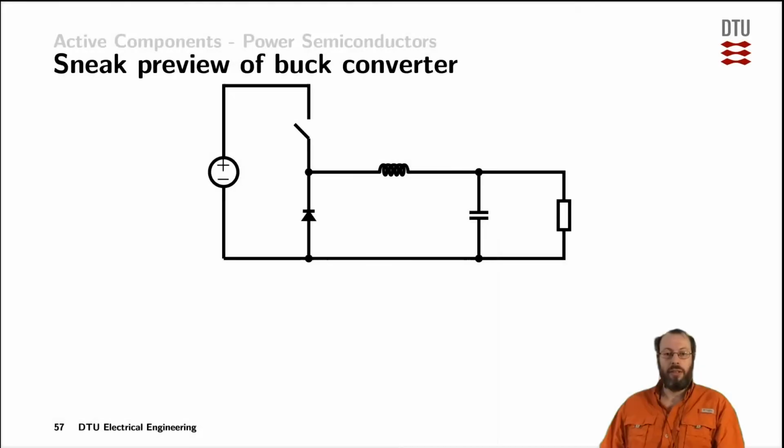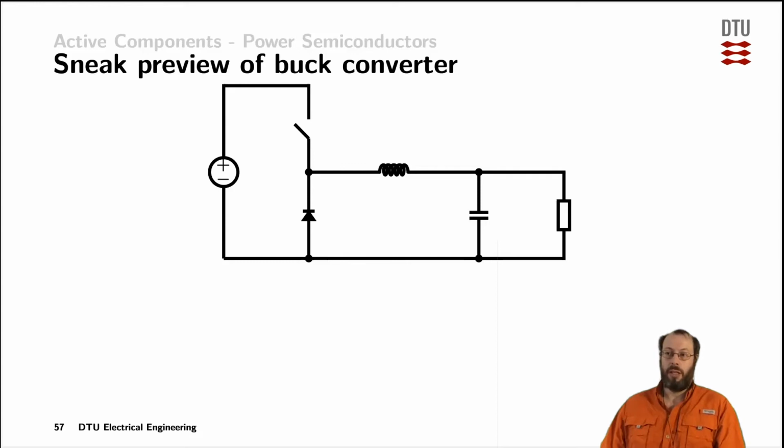Before we have a look into the active power components, starting out with the diode, I would like to give you a sneak preview of how a buck converter works. A buck converter has typically a DC voltage source at the input connected in series with a switch.